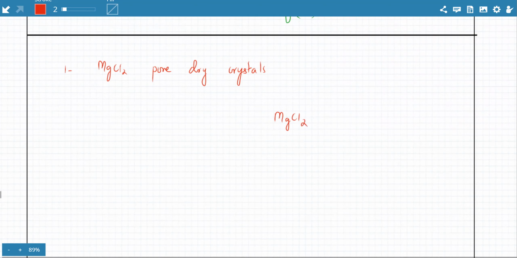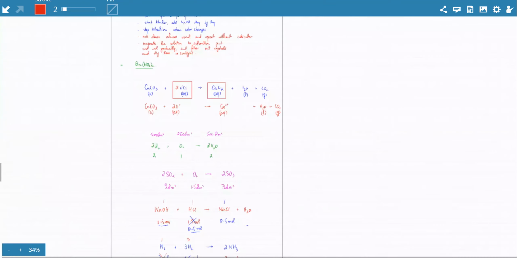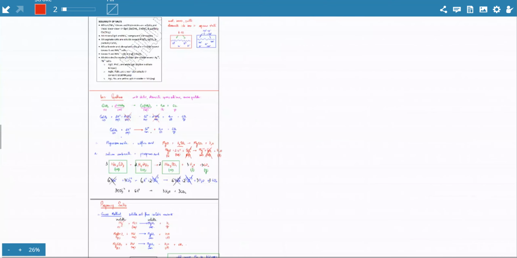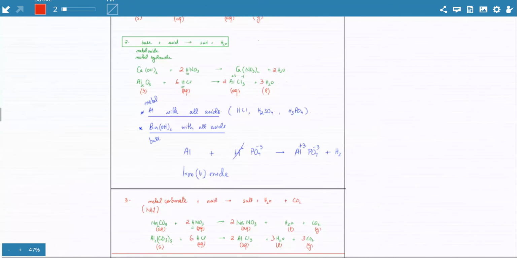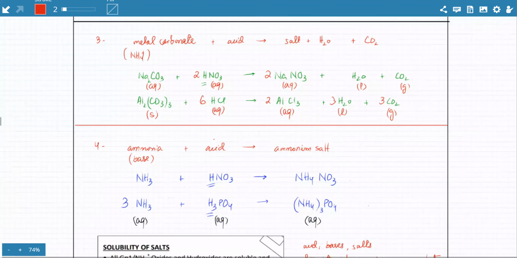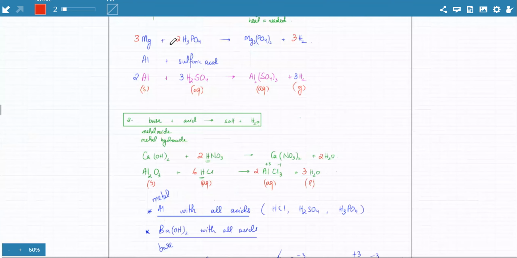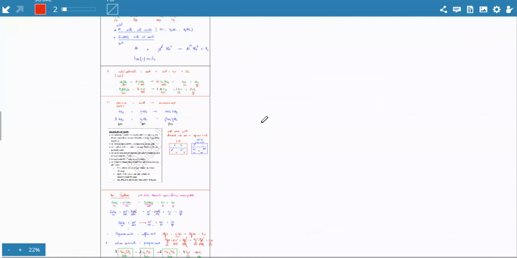Now for us, you've studied 4 reactions, so it could be any of those 4 reactions. Apart from ionic precipitation, you have 4 reactions. It's a carbonate plus acid, ammonia plus acid, you have a base plus acid reaction, and you have a metal plus acid reaction. All of them produce a salt.